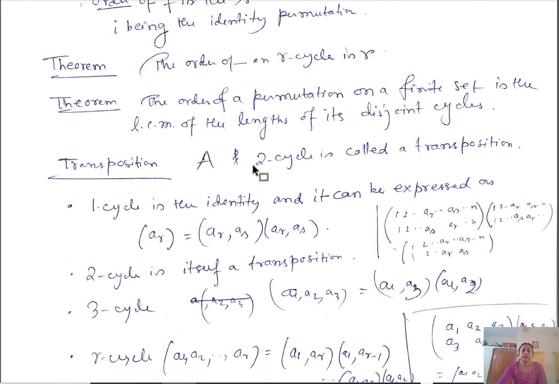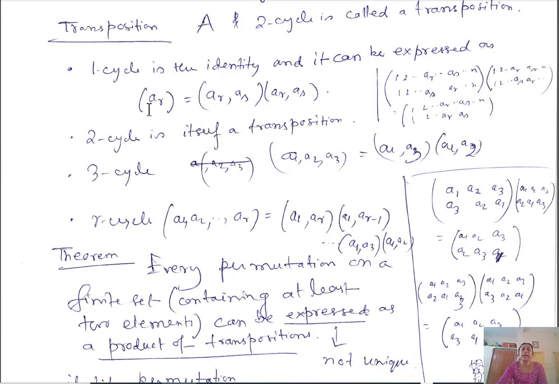Now consider any cycle of length 1, say (Ar). You can write it as a product of 2 transpositions, (Ar As)(Ar As). You can check that also. On the right hand side, (Ar As) means the positions Ar and As are interchanged, and this is also Ar As interchanged. So if you write these two, this into this, Ar is going to As, As is going to Ar, and the remaining others are all invariant. Here also the same thing.